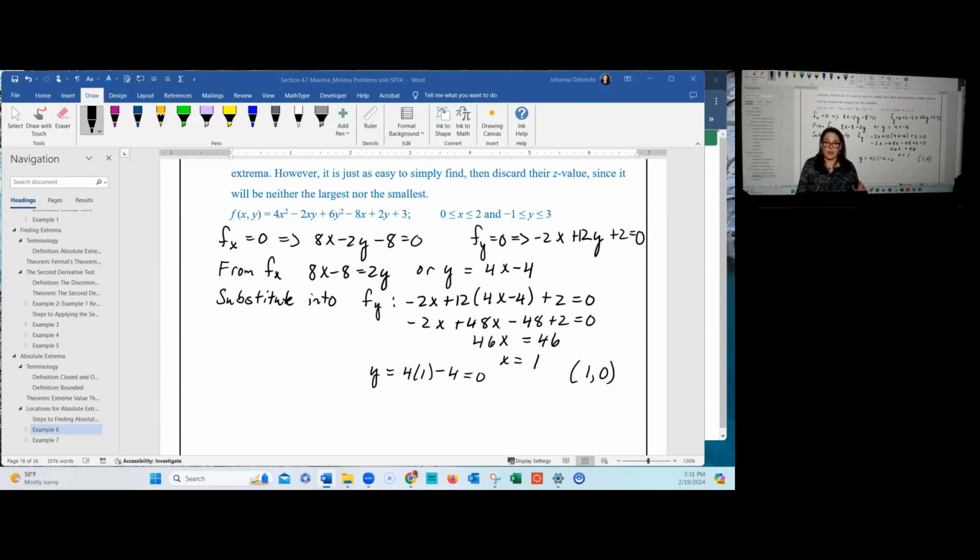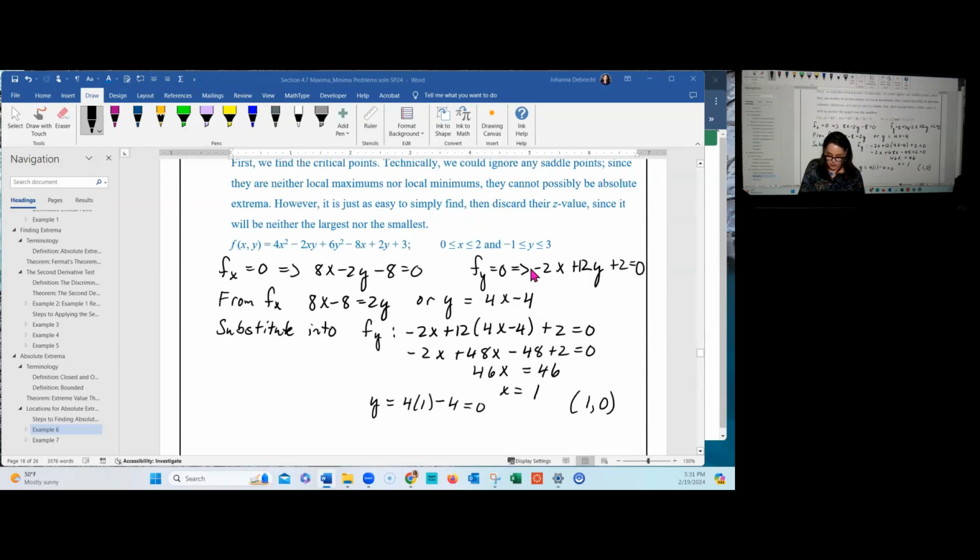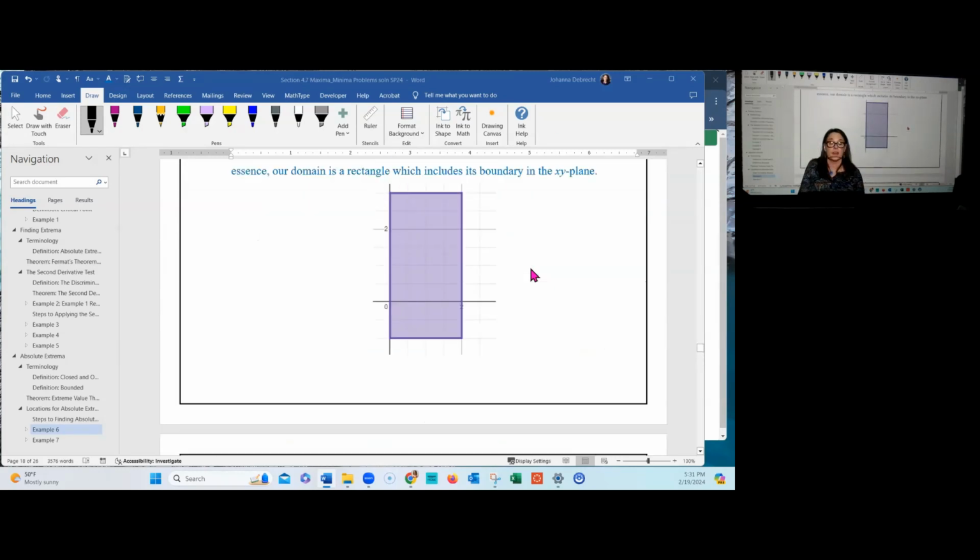Now let's take a look at the boundary. Finding the critical points of the interior is generally pretty straightforward. The only thing we need to check is to make sure (1, 0) falls within the purple rectangle. And (1, 0) would be located here, which is definitely within my rectangle.